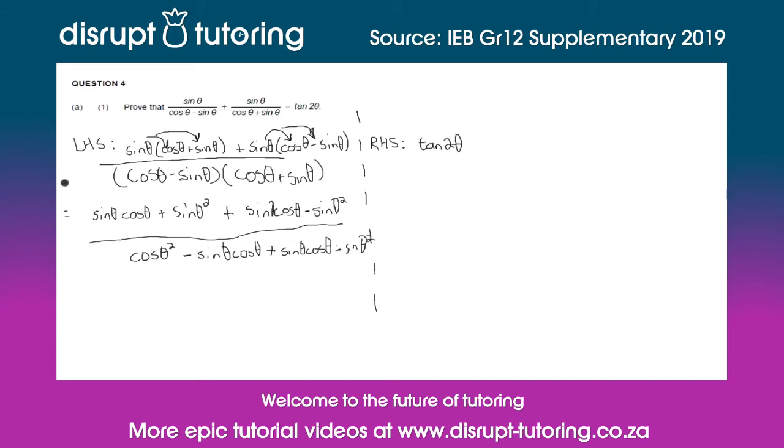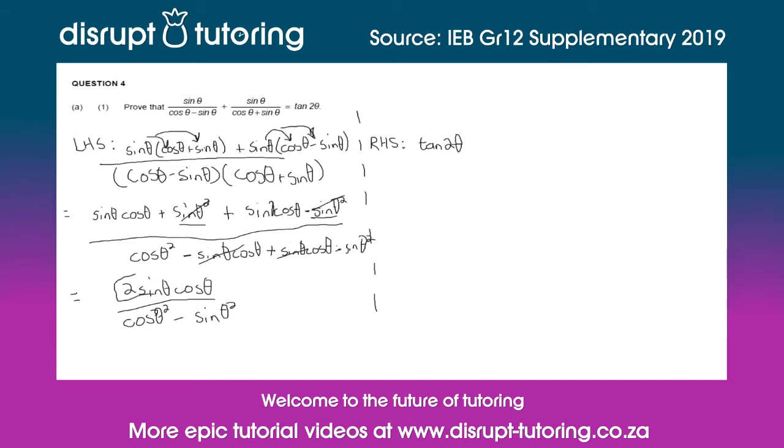Cool. So moving this on, we can see that this minus sine theta squared and plus sine theta squared will cancel out. And these are like terms left at the top. So we've got that it's 2 sine theta cos theta all over, and again, these two terms cancel out. So we've got cos theta squared minus sine theta squared.